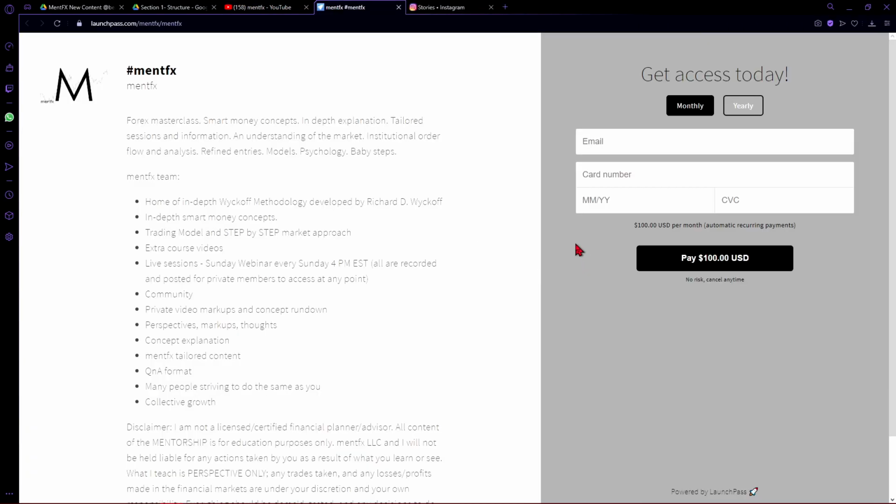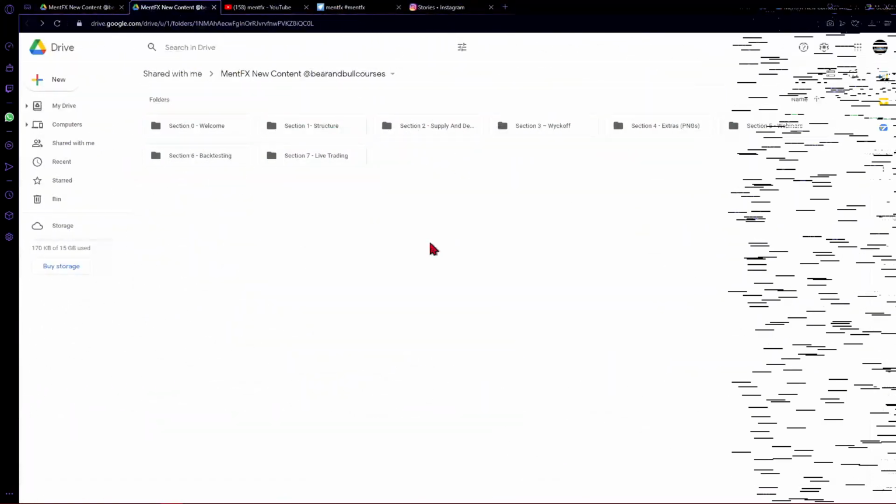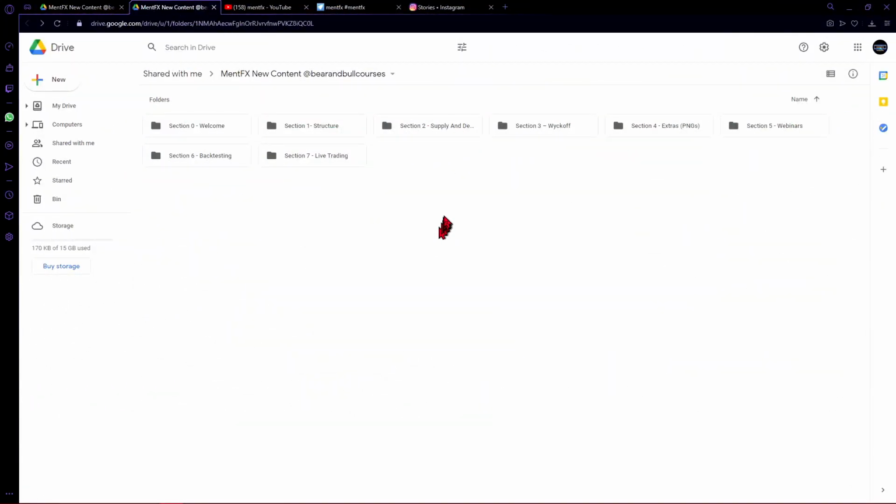As you can see over here, the course bundled with a bunch of other things is worth $100 per month, which is quite expensive, and we will be getting into whether it's worth it or not to pay that money. After clicking the Google Drive link, you will be presented with all of these folders. We will be going through each and every one and seeing what is the most important thing in each of these folders.